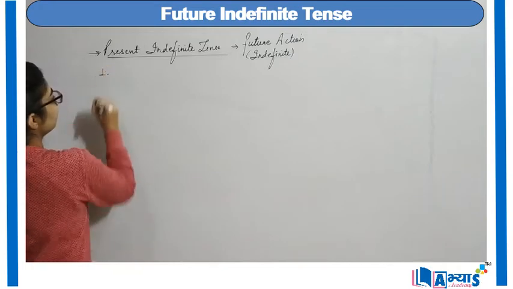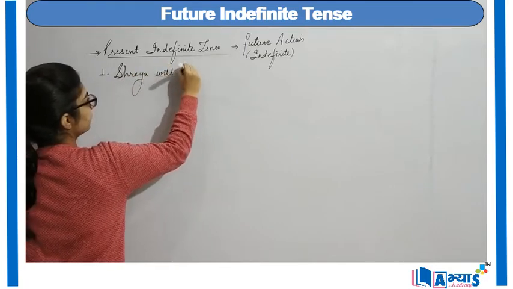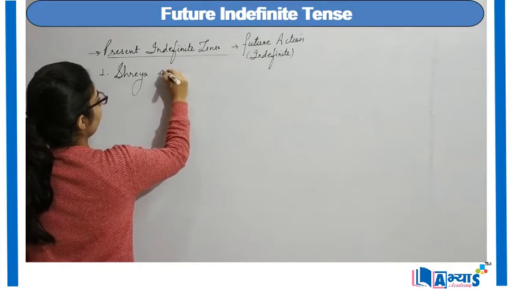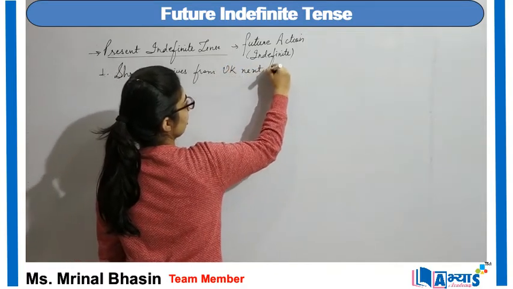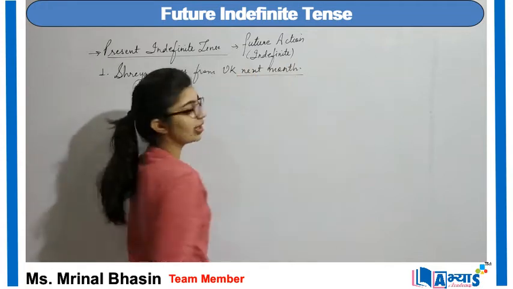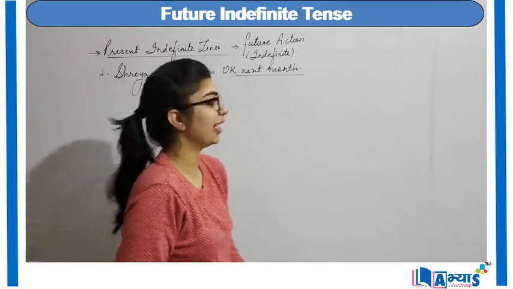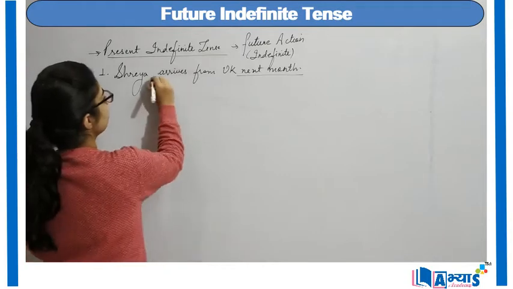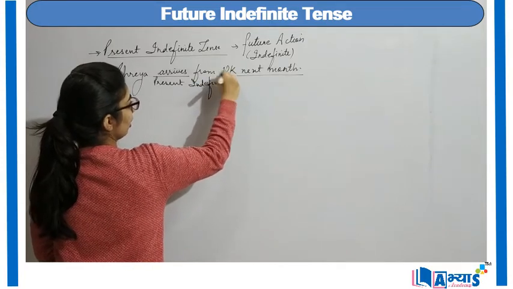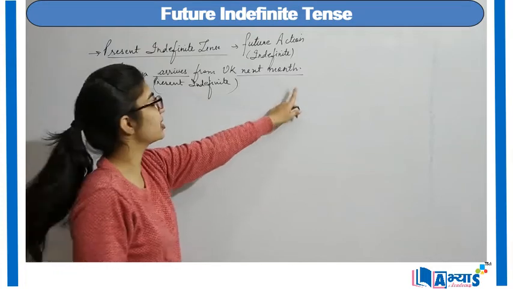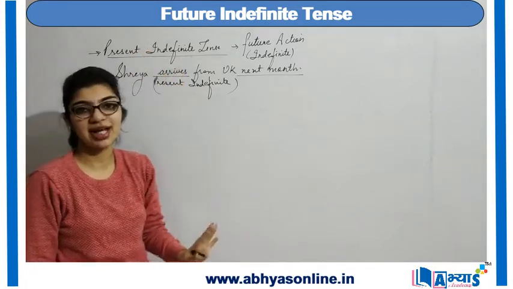So first example can be: Shreya arrives from UK next month. Now next month is again a future action which is indefinite because I'm not mentioning the particular date, time or day. Then arrives is a present indefinite form. Since arrives is present indefinite and next month represents the future action, therefore my future action can be determined through present indefinite tense as well.